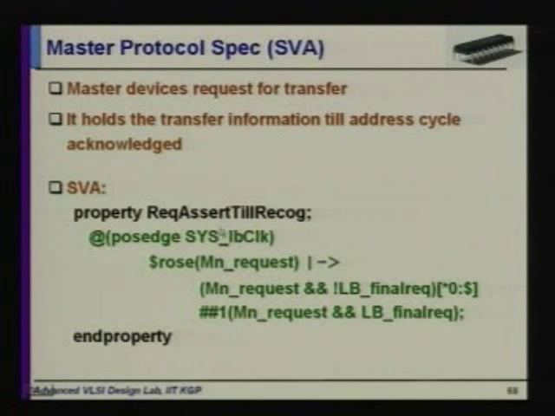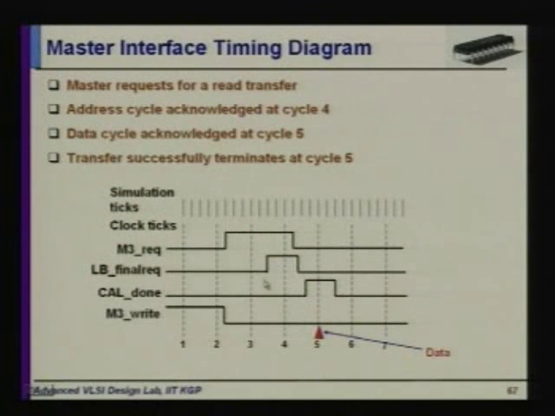So what will be the $rose of the master request? Once it asserts the request, and the address cycle is still not acknowledged, we will look for it until the end of the simulation. Once it is true, then in the next cycle we can acknowledge it like this. The final request is the acknowledgement coming from here. We see that this is the acknowledgement.